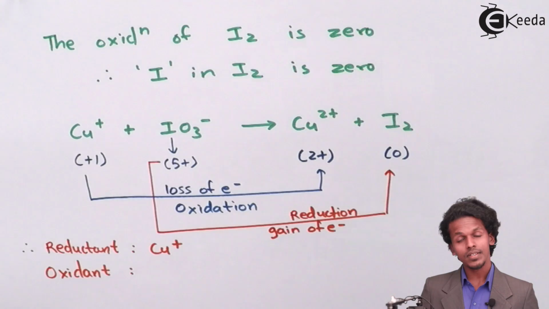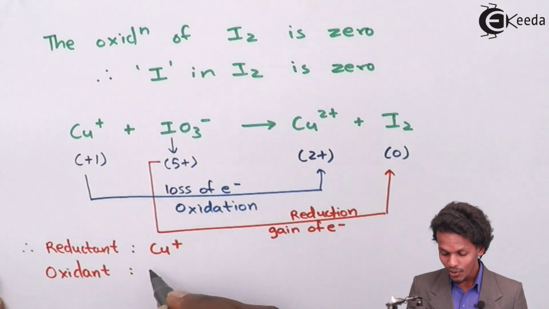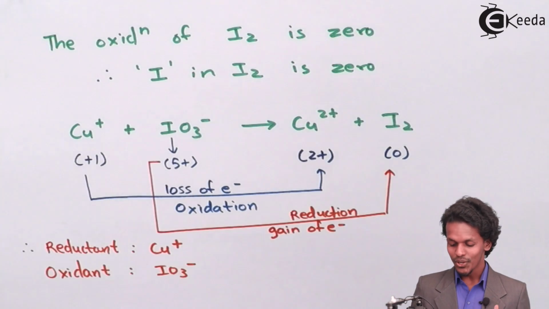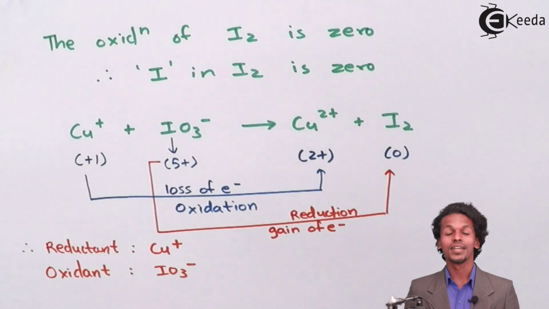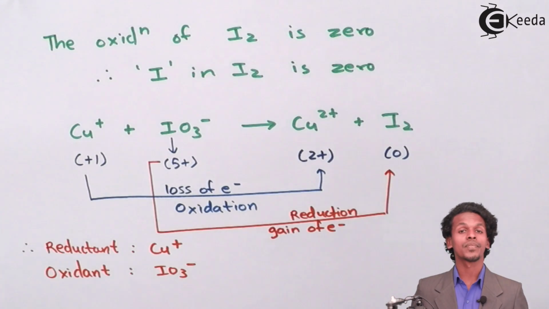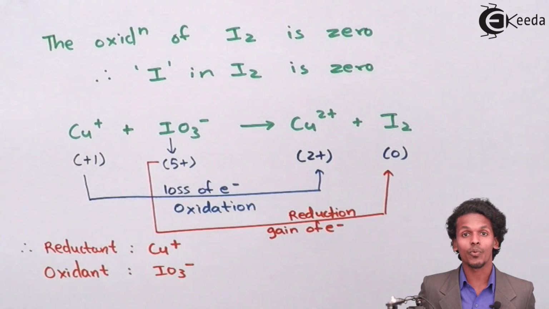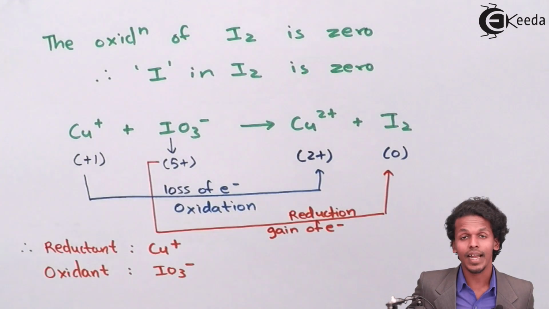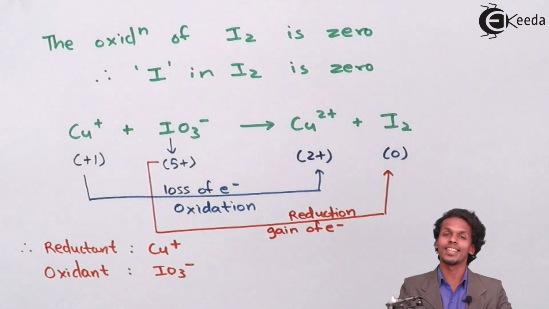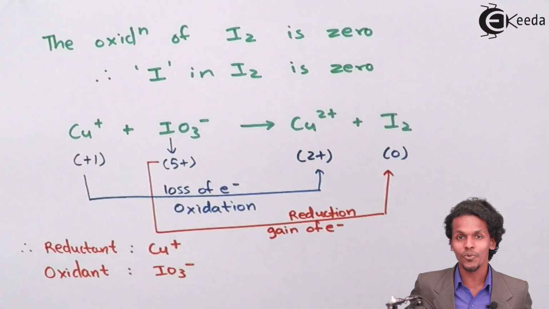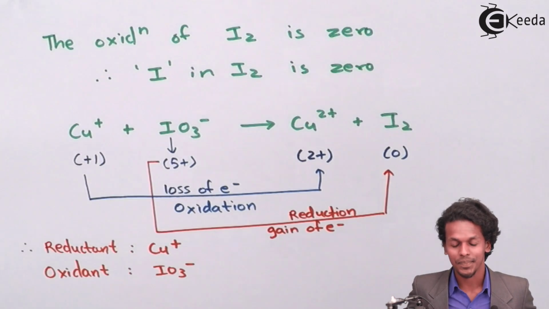the one which shows the reduction process, and in this reaction the IO3 minus is showing the reduction process, and hence it is known as the oxidant. So this is how we have calculated, by using a simple method of oxidation number, which one is the oxidant and which one is the reductant. So let us see a few more examples, and then only you could become expert in how to find which one is reductant and which one is oxidant.